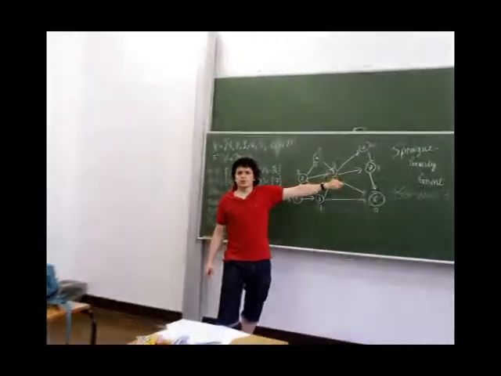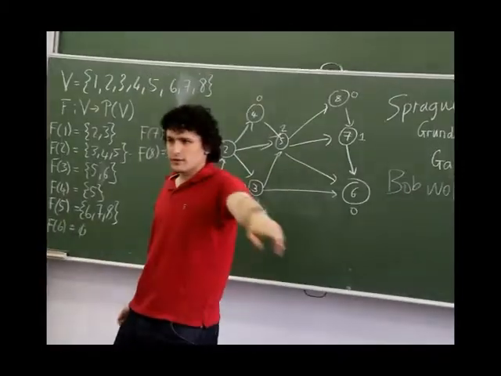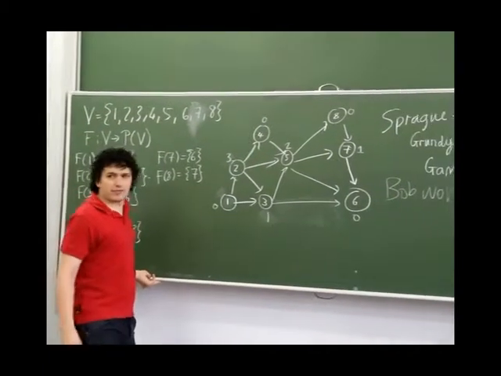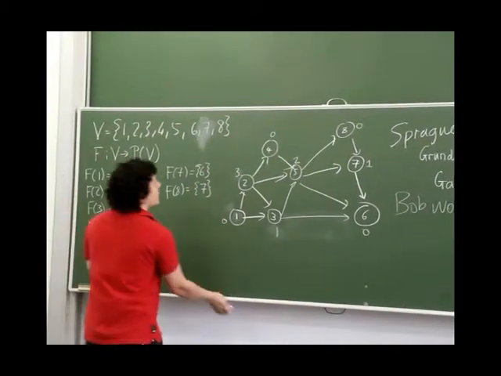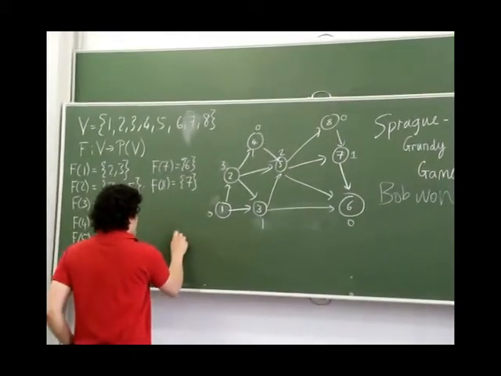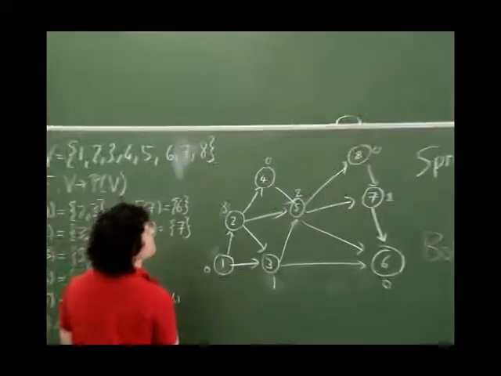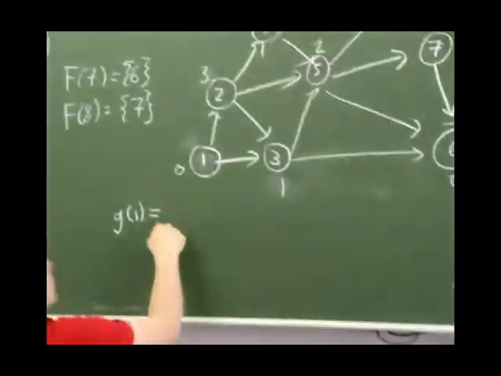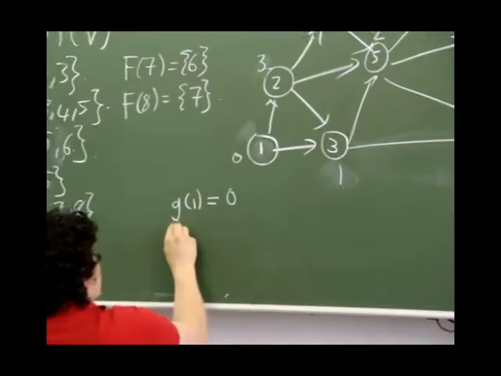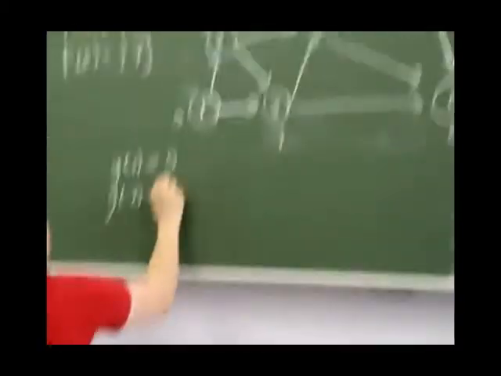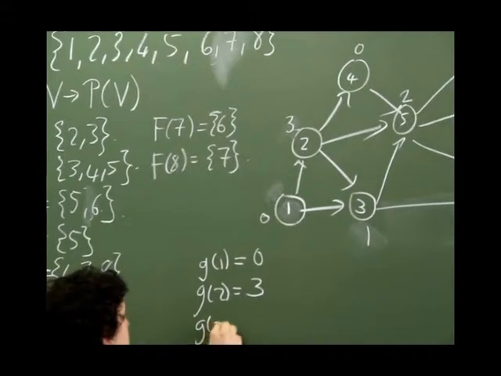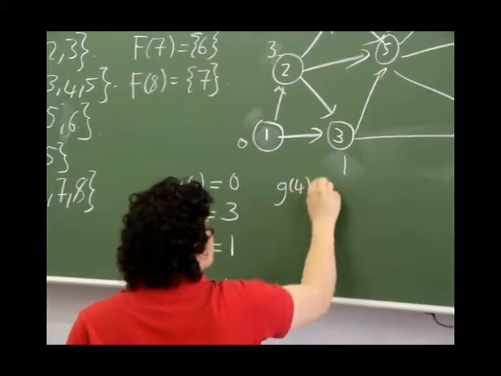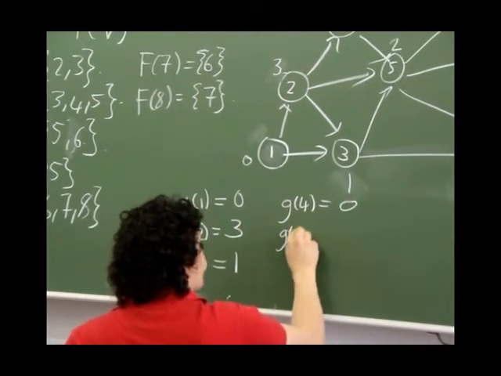Okay, I want you all to compute the Sprague-Grundy function for the games that you've got in front of you. Remember, the Sprague-Grundy is a function because it maps vertices to numbers. So for us, for this one, G of 1 is 0, G of 3 is 1, G of 4 is 0.